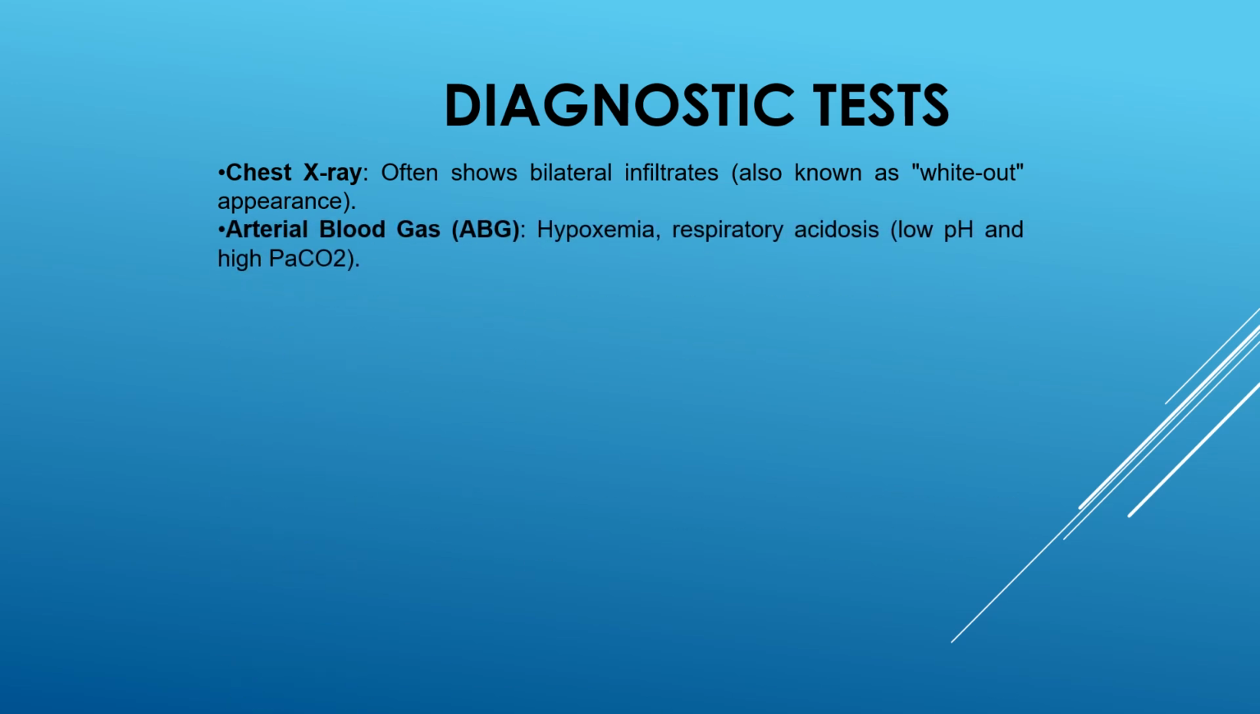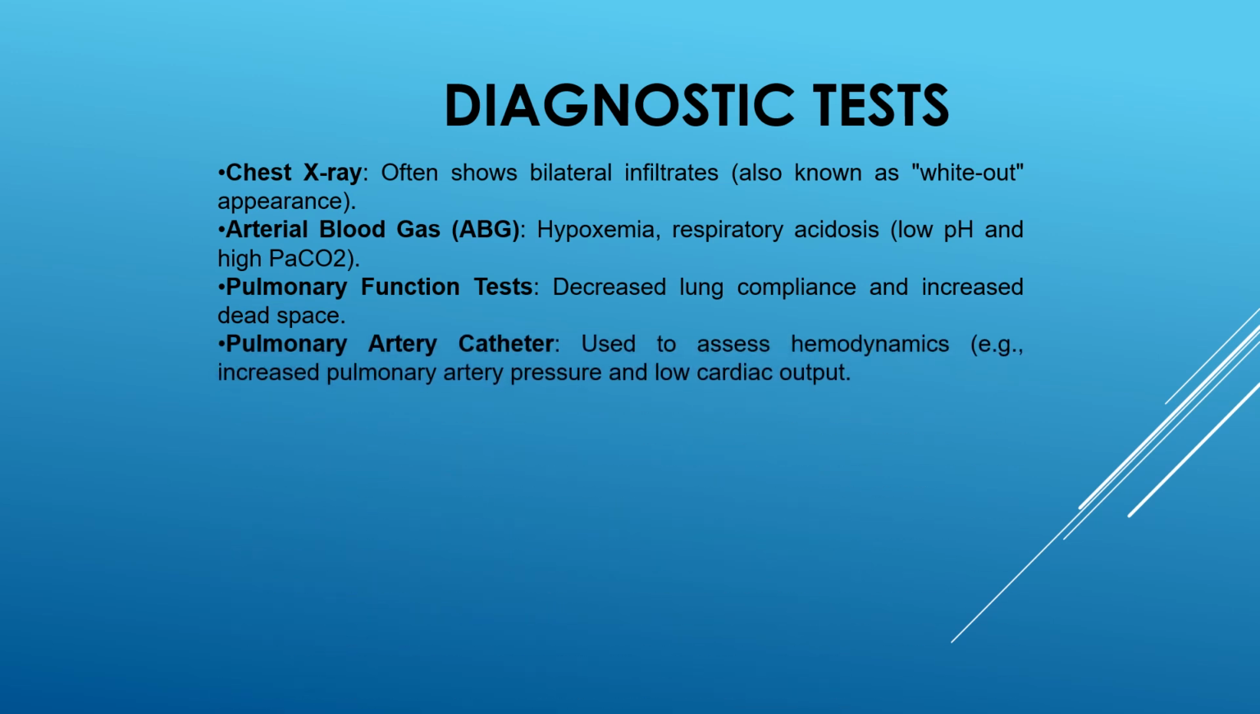Arterial blood gas will show hypoxemia, respiratory acidosis, low pH, and PCO2 levels will be altered. Pulmonary function test will show decreased lung compliance and increased dead space. Pulmonary artery catheter is used to assess the hemodynamics, for example increased pulmonary artery pressure and low cardiac output. ECMO, that is extracorporeal membrane oxygenation, is usually considered in the severe cases.